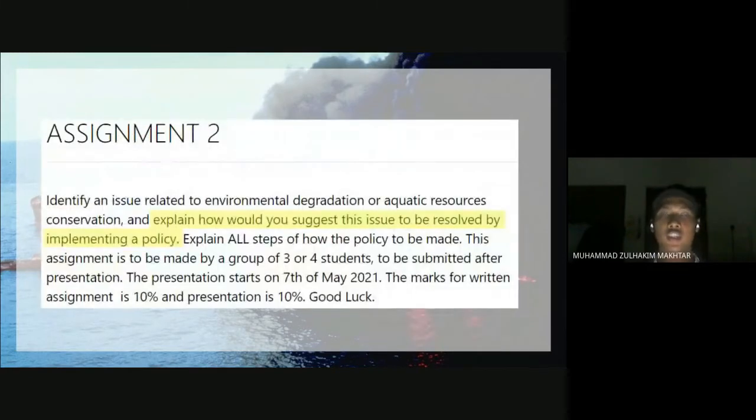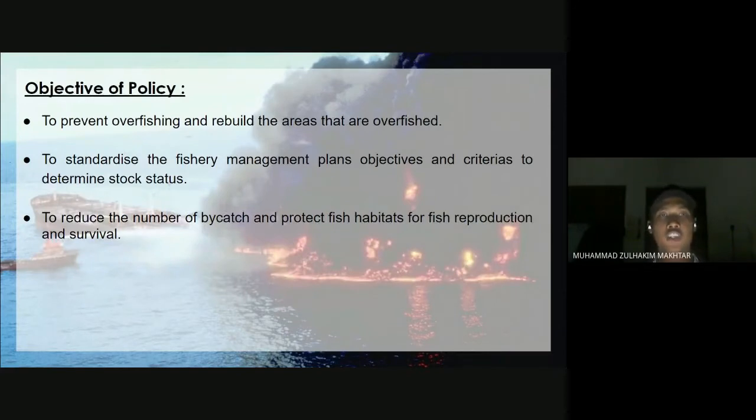But the second instruction in this assignment is to explain how the implementation of a policy will resolve this overfishing issue. The objective of the policy is to prevent overfishing and rebuild the areas that are overfished. Second, to standardize the fishery management plans, objectives, and criteria to determine the stock status. And last objective is to reduce the number of bycatch and protect fish habitats for fish reproduction and survival. The implementation of the policy needs all the parties to cooperate to achieve successful management.